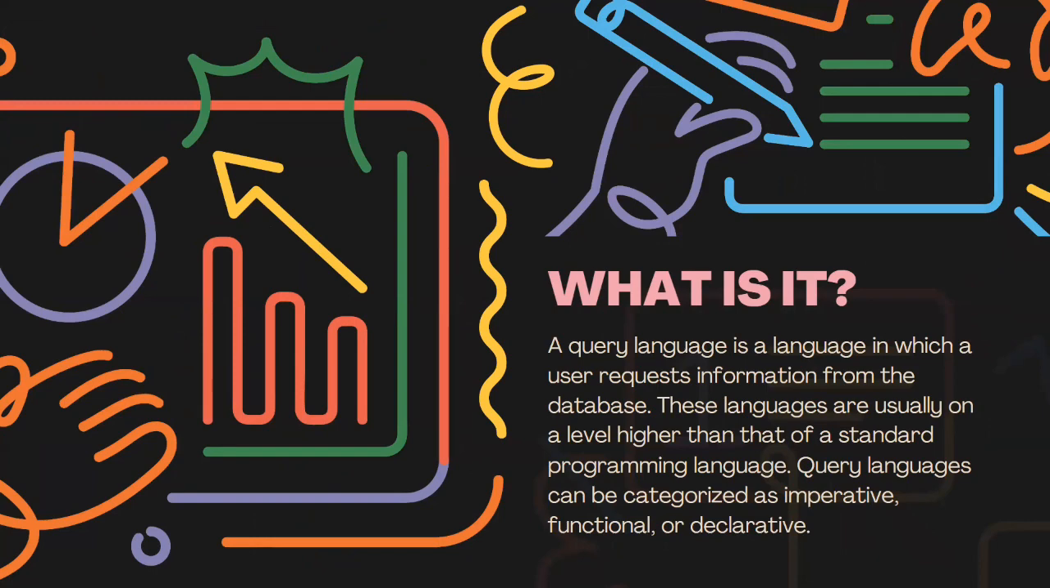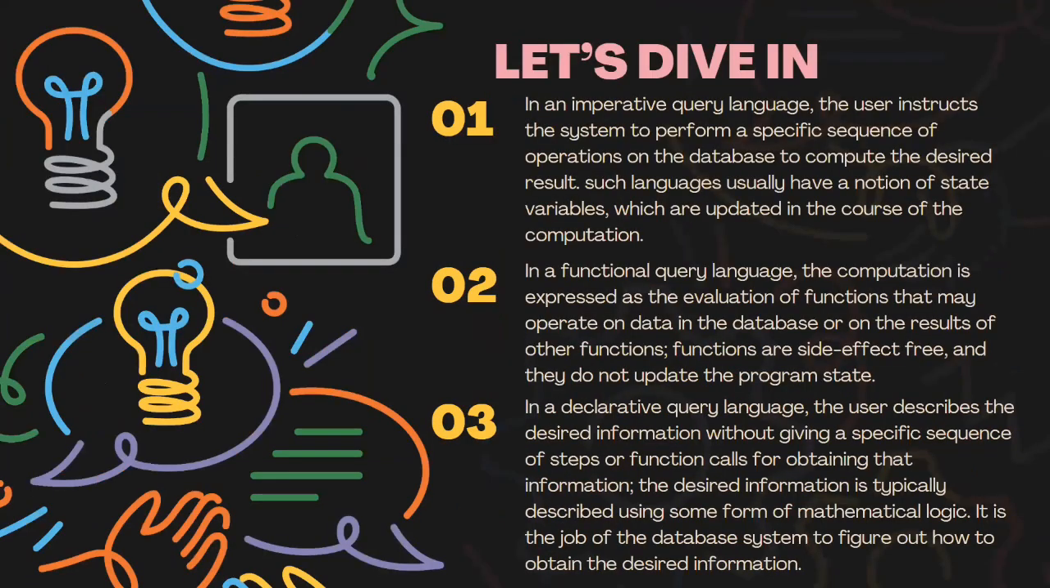These languages are usually on a level higher than that of a standard programming language. Query language can be categorized as imperative, functional, or declarative. In an imperative query language, the user instructs the system to perform a specific sequence of operations on the database to compute the desired result. Such languages usually have a notion of state in the variables, which are updated in the course of the computation.